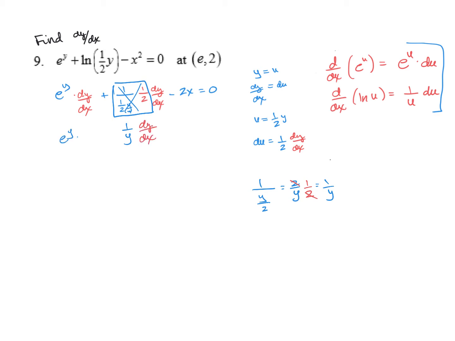And so here's what we have. And then I'm going to go ahead and move this 2x over because it doesn't have dy dx in it. So I want to get my dy dx on one side all by itself and my 2x on the other side. So what I'm going to do next is I am going to factor out my dy over dx. And that is just going to leave e to the y plus 1 over y. And that equals 2x. I'm in a really great spot now because all I have to do is divide both sides by this e to the y plus 1 over y.